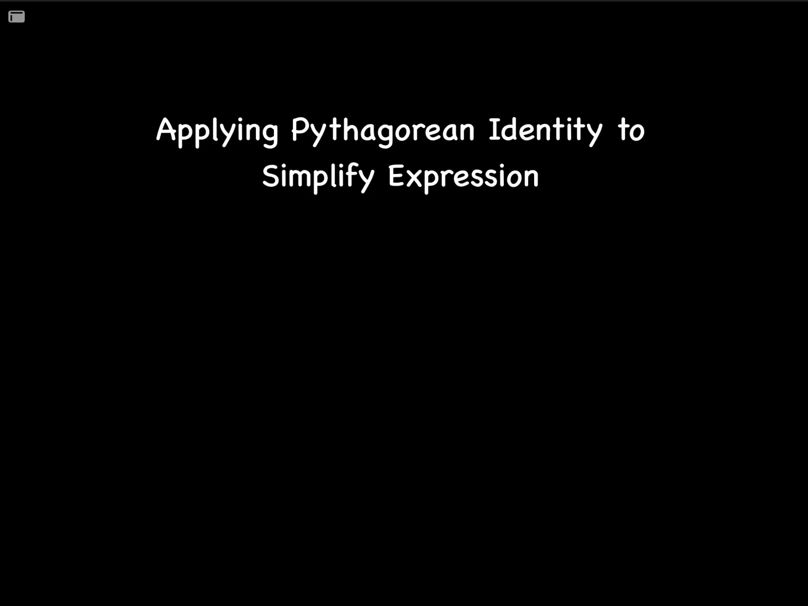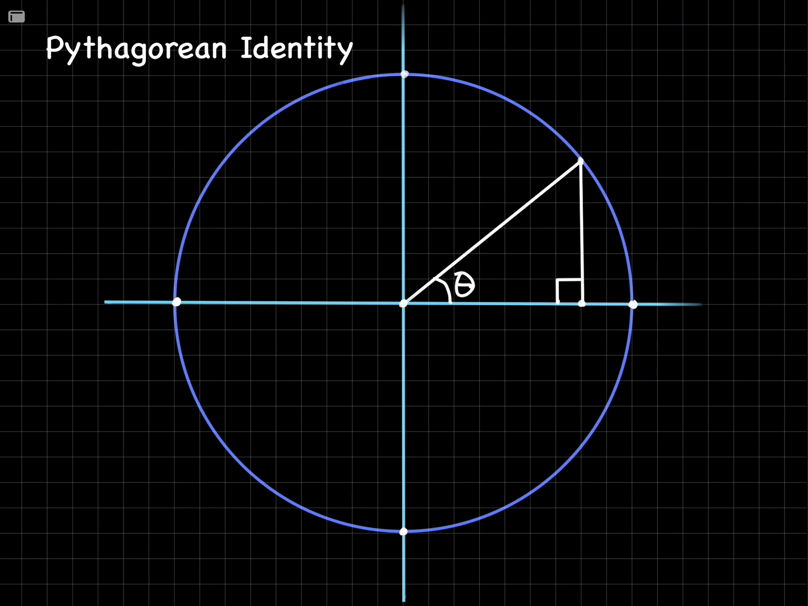In this video, we are going to apply Pythagorean identity to simplify an expression. Before we begin, let's briefly discuss Pythagorean identity. Here we have a unit circle. It gets its name from its 1 unit radius.